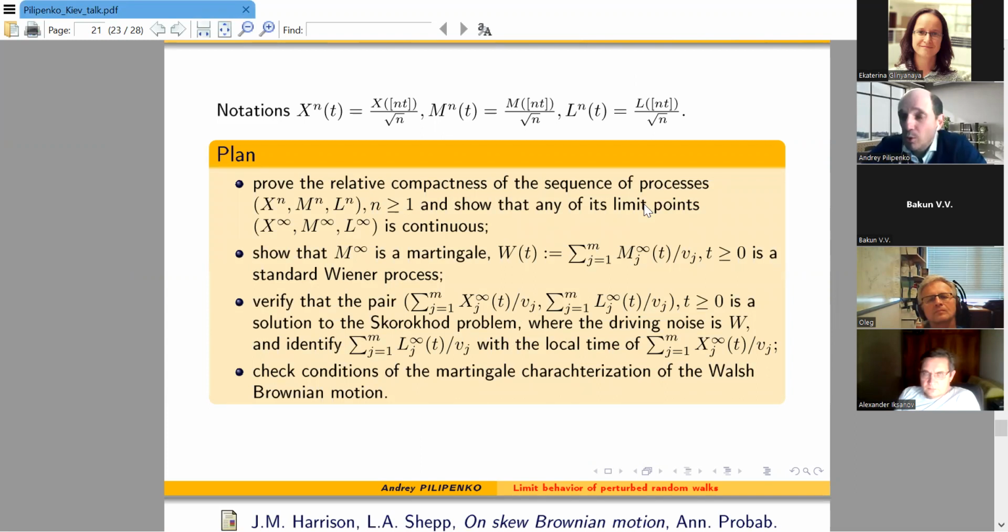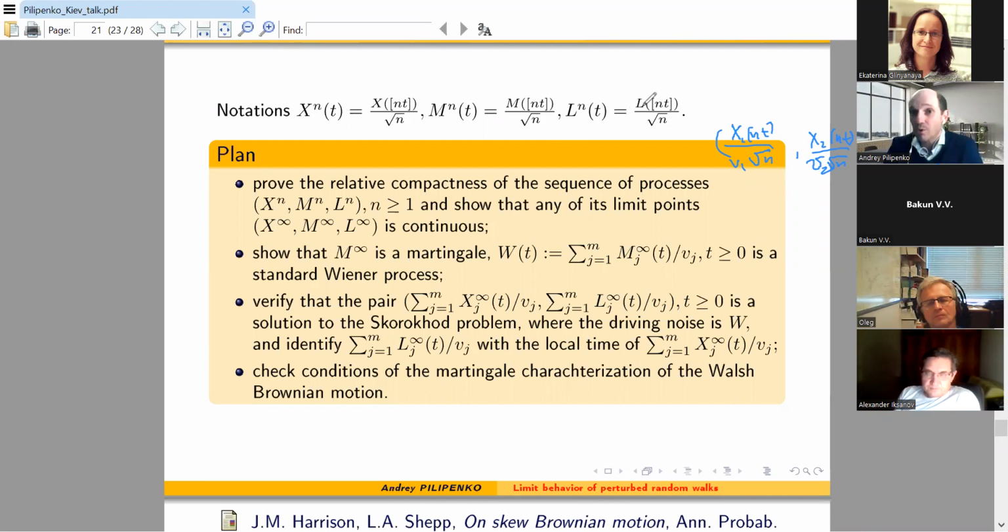Well, the plan of the proof is as follows. First, prove relative compactness of this sequence and show that any limit process is a continuous process. Then we will consider the following process. We divide the first coordinate by square root of n and the first variance, the second coordinate by square root of n and the second variance, and so on and so forth. And I will prove that some of these coordinates converge to a reflected Brownian motion.